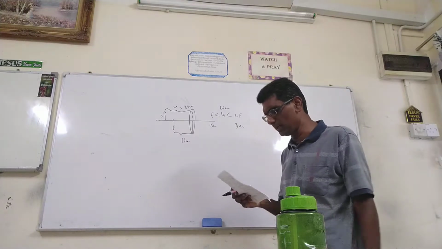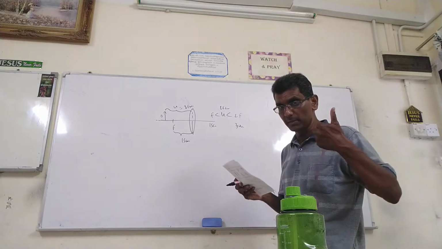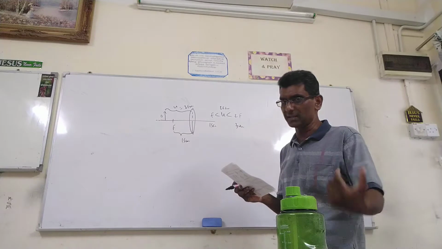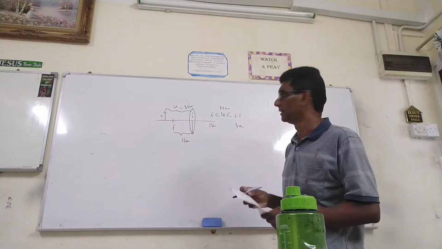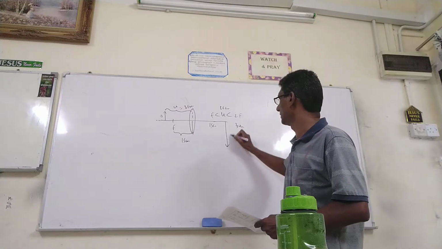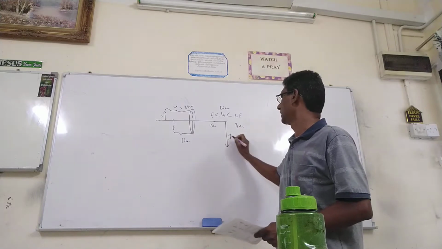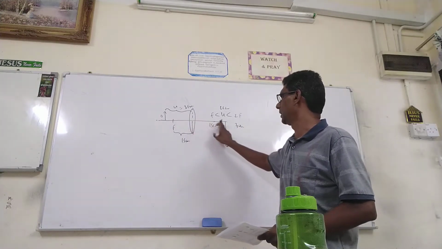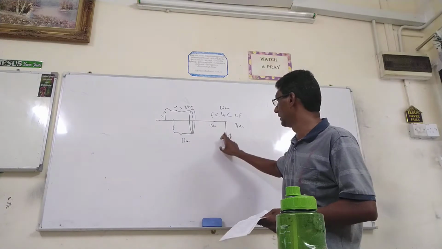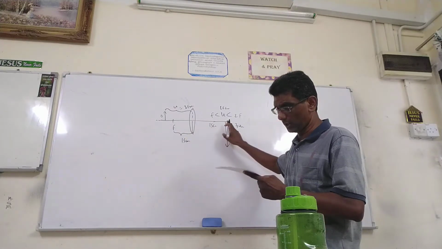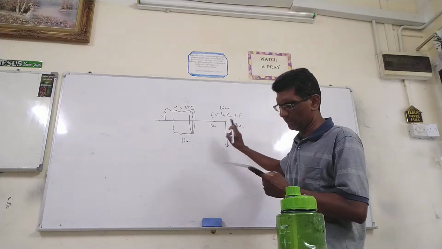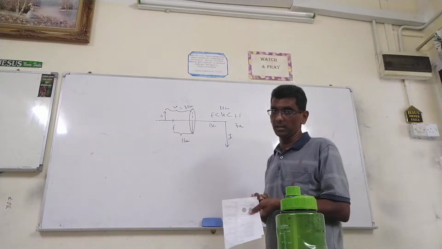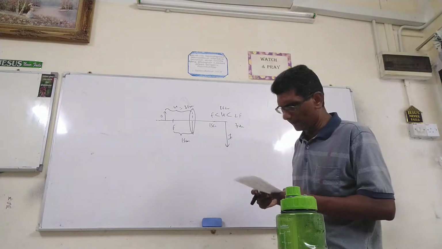So the image must be real, enlarged, magnified, and inverted. The image will be somewhere like this. The image will be inverted, enlarged, magnified, and a real image.